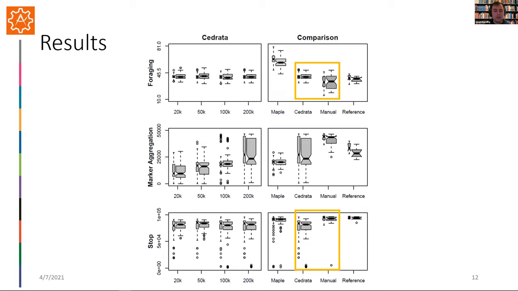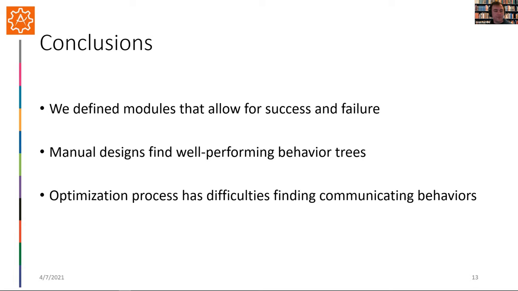So to conclude this, in this work, we have defined behavioral modules for robot swarms that allow for explicit success and failure. This is a first step towards using behavior trees also in swarm robotics. The manual designs within the constraints of Cedrata found very well performing behavior trees. So this is a validation of the modules that we have defined. They seem to have the capabilities that we are interested in. However, the optimization process itself had some difficulties in finding these communicating behaviors.